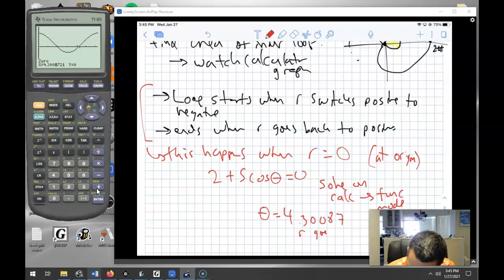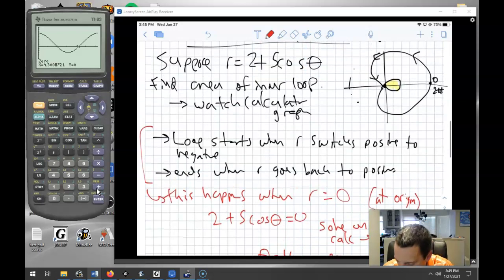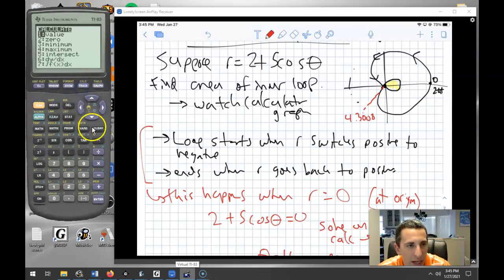So that's where r goes from a negative to positive. What that means is that's where our inner loop ends. It ends at that 4.30087. And as for where it begins, we'll just do this again. So we'll go second calc, zero, to find that. You can also type in a bound, that kind of helps.